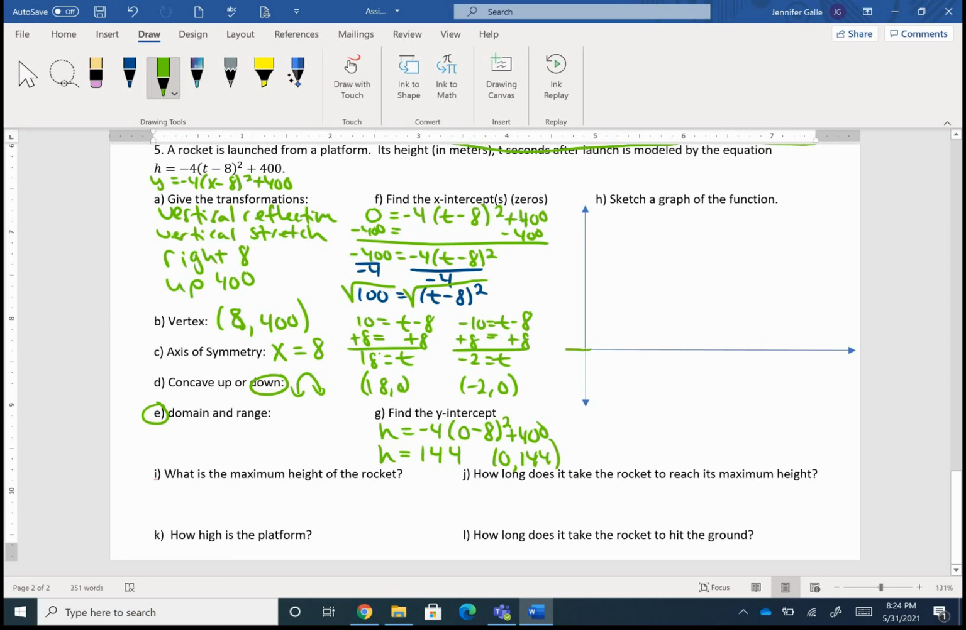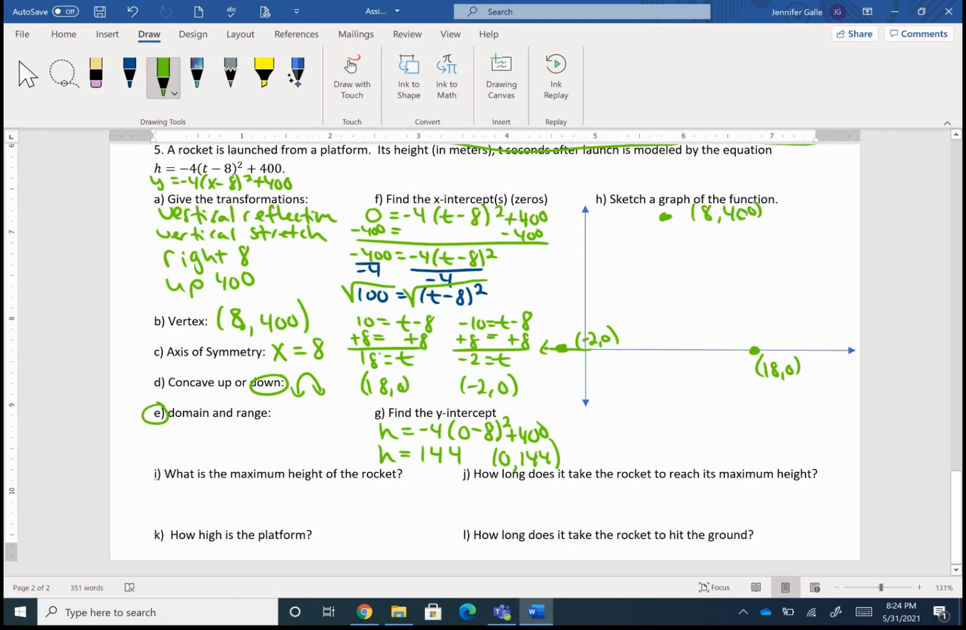So now when we go to sketch, we have a -2. Sorry, I didn't get that line over there for you guys. So we have -2, 0. And then I'm going to go out here for 18, 0. Our vertex is right in between. We have 8, and we're up at 400.